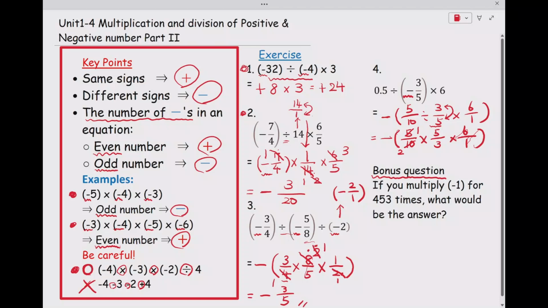And next, 3 in the denominator of the second number, and 6 in the numerator of the last number, look like divisible by 3, don't they? So let's divide them by 3. Then the denominator would be 1, and the numerator would be 2. So the original equation would become 1/2 times 5/1 times 2/1.